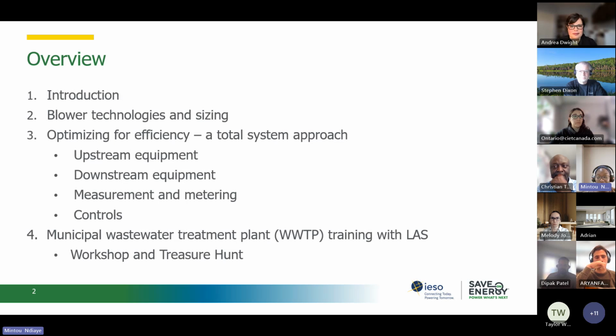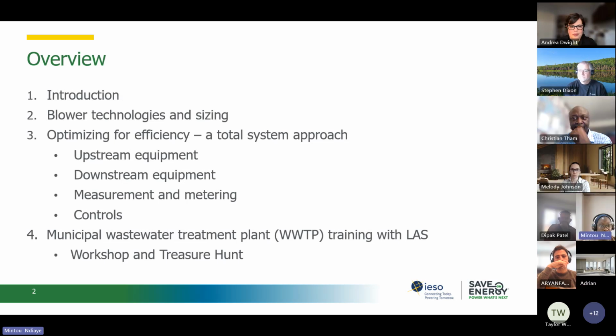So for today, we will have a small introduction, and then we'll talk about blower technology and sizing, sizing parameters. After that, we'll talk about optimizing for efficiency through a total system approach. And then we will have a small case study, a municipal wastewater treatment plant training with LAS.